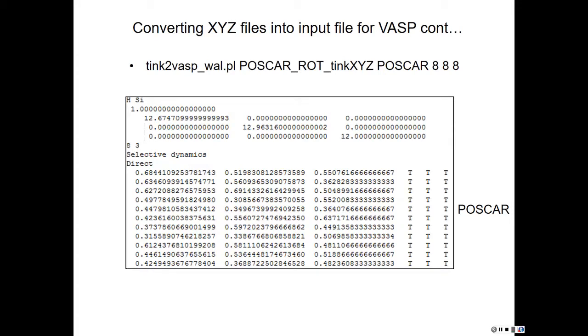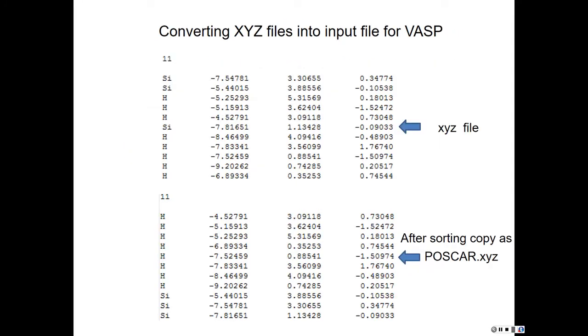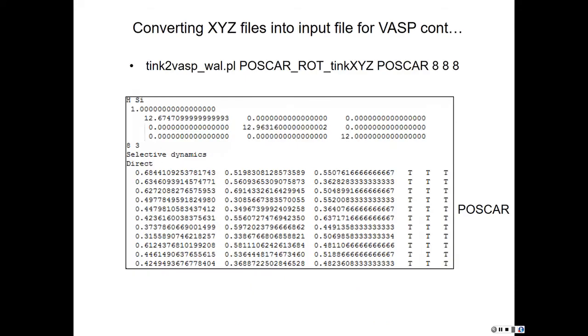Here we can see, in the first line, the name of the atoms, and in the second line, the lattice constant or scaling factor, and then we can see the lattice vectors. We need to multiply the lattice vectors by the scaling factor. After that, we can see the number of atoms. In this case, I have 8 hydrogens and 3 silicons.